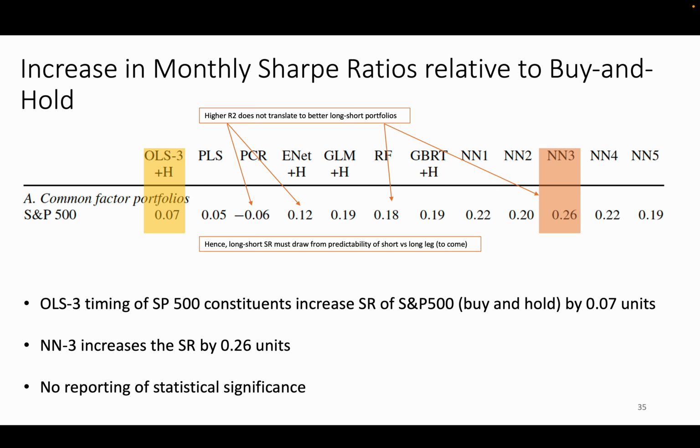I already did the interpretation a bit for you in my thinking. It just means that this long-short Sharpe ratio, which we are computing here, must draw from the predictability of the short versus the long, and that's something to come in the picture. I don't think this is meaningful to you right now as it stands here, of the short versus the long leg, but it will come.